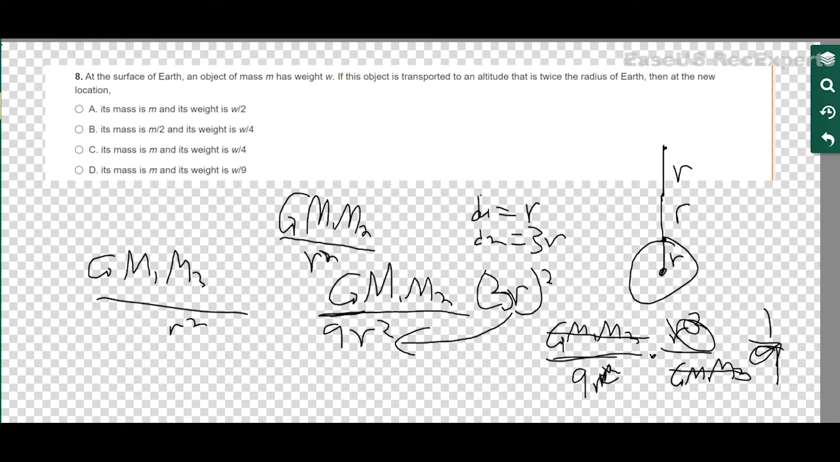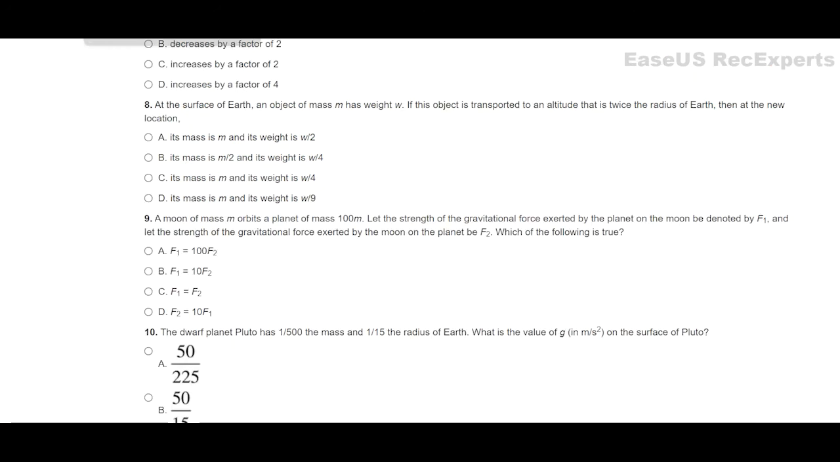as our new relative weight. So with this, the only choice that matches is this right here. So D should be our answer, but let's check the other part of the question, which is its mass is m, and we know that mass does not change at all. There is no information that makes us change our mass here, so D is our answer.